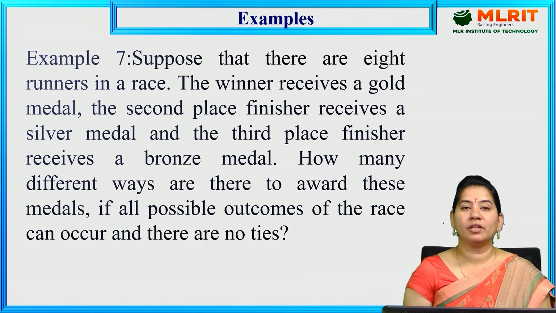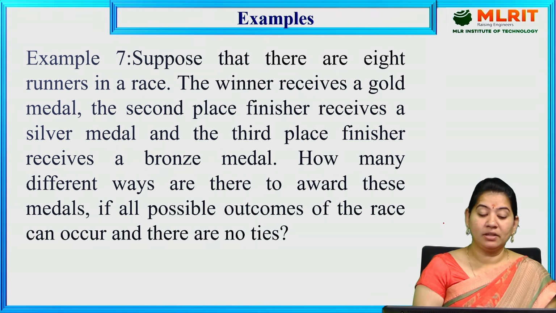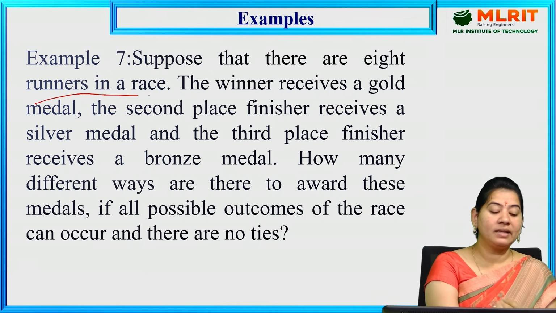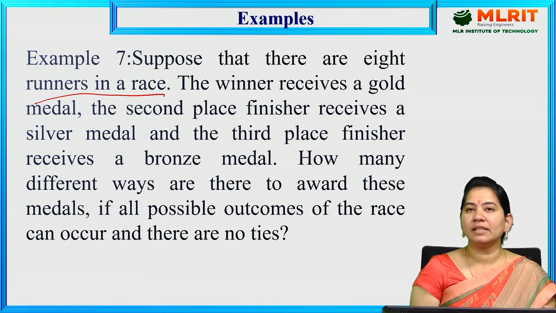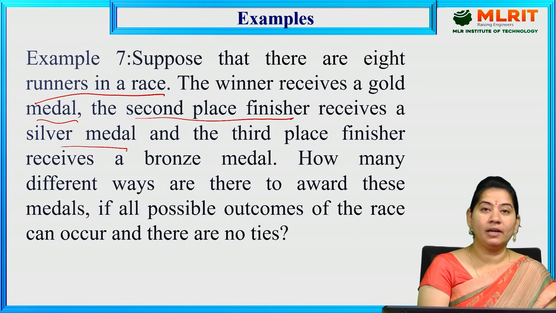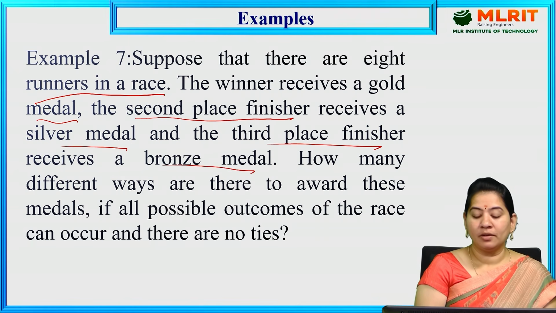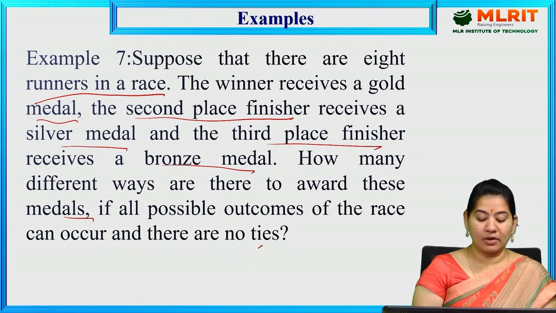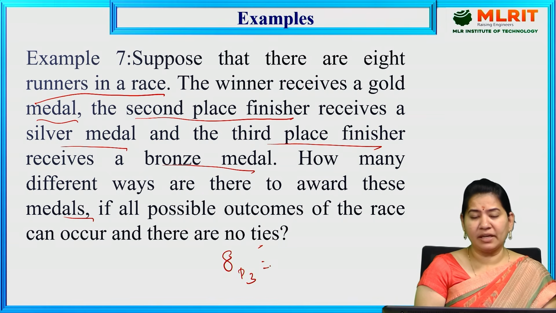Now, next question, seventh one, let us see the question. Suppose that there are 8 runners in a race. So, total how many runners are there here? 8 runners. The winner receives a gold medal. Second place finisher receives a silver medal. And the third place finisher receives a bronze medal. So here how many different ways are there to award these medals if all the possible outcomes of the race can occur and there are no ties? So obviously here you have 8 and you are going to select 3 members, so then you will get 8P3.